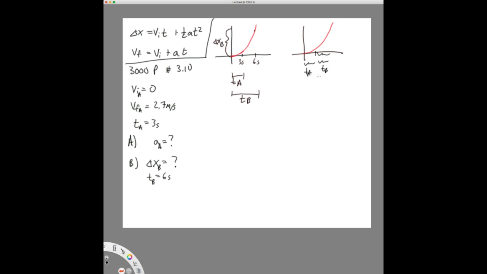If we do that second thing, we would say part B says delta X A plus delta X B equals question mark. That would be the question, because delta X A is just the first part, and delta X B is the second part. So if we're conceiving of part A and part B as the first 3 seconds and then the second 3 seconds, it would look like that. TB, we would say, is also 3 seconds because we're going from 3 to 6.